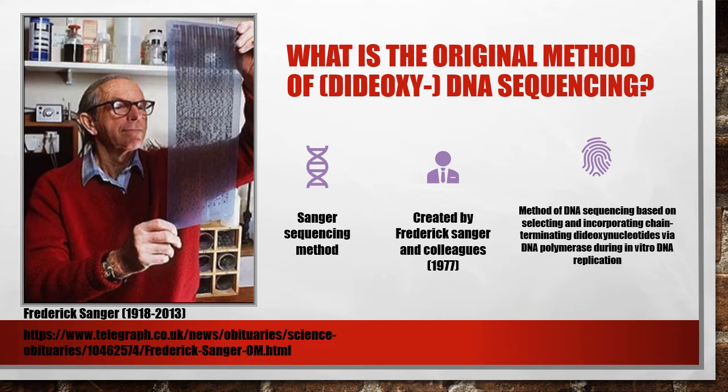In this method, the DNA is sequenced based on selecting and incorporating chain-terminating dideoxynucleotides via DNA polymerase during in vitro DNA replication. In vitro basically means that we're going to be performing this DNA replication in test tube experiments, or experiments that use flasks, petri dishes, and microplates.